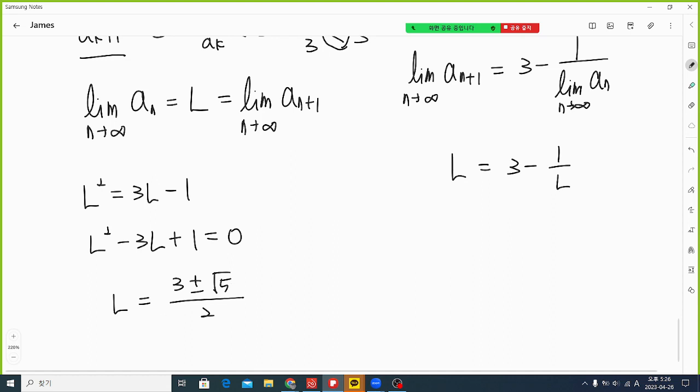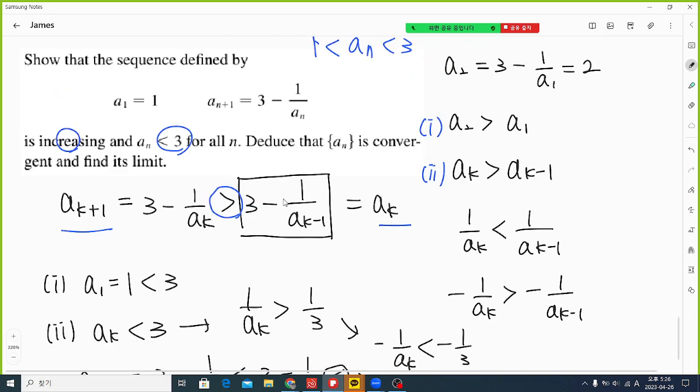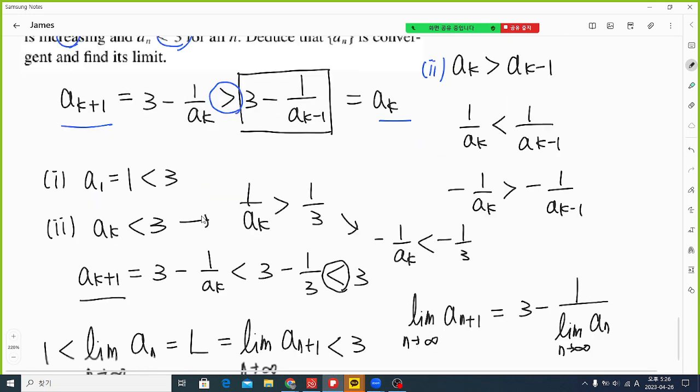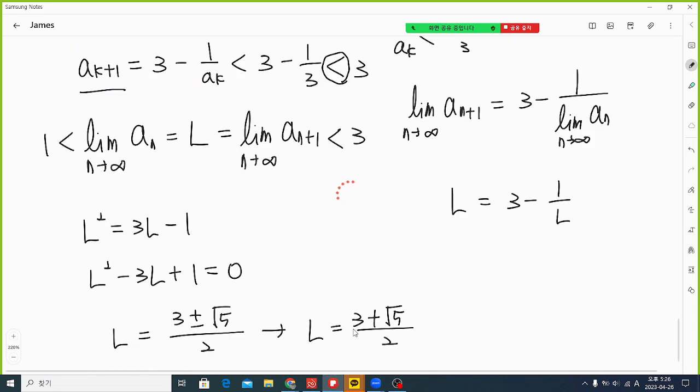we have this value, but because the sequence is bounded between 1 and 3, we should choose the plus square root of 5, not minus. Because when the square root of 5 becomes negative, that would be less than 1, so that doesn't make sense in this case. So the limit value of this sequence is 3 plus square root of 5 divided by 2.